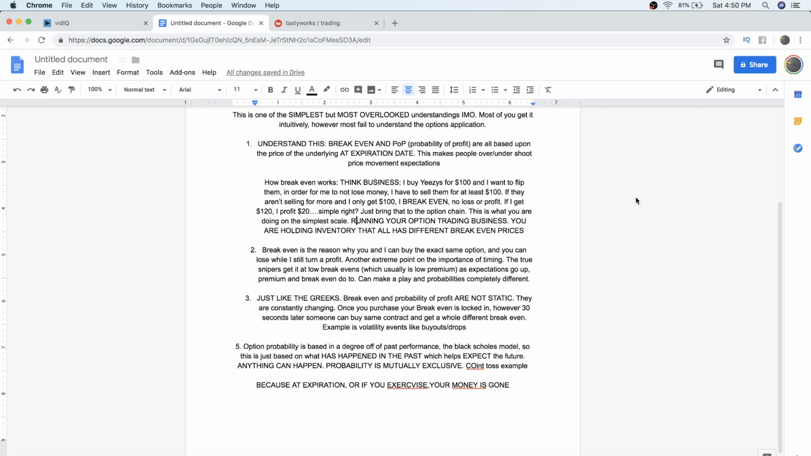So, like I said, your break even is locked in once you buy it. However, 30 seconds later, the probability could change. If somebody comes in and buys it and the option drops 50%, they're going to have a different break even. Because if the stock drops, their break even, their delta, theta, all that just changed too. So that's something really important to note, that this stuff is not static. It's dynamic and it changes a lot.